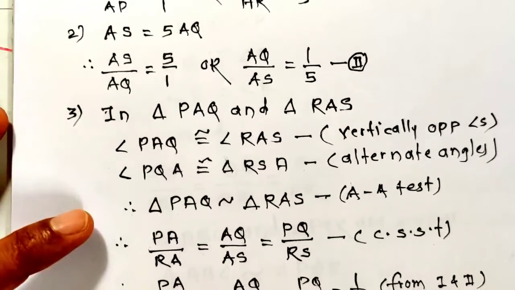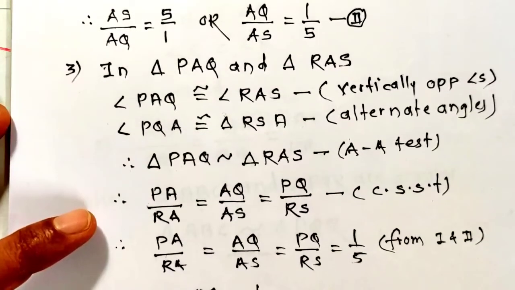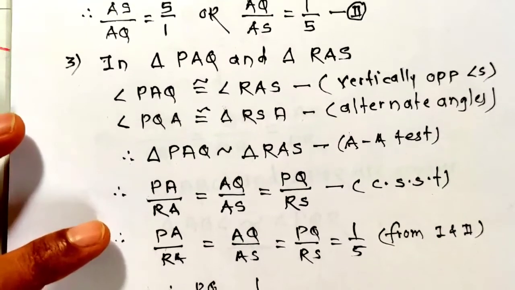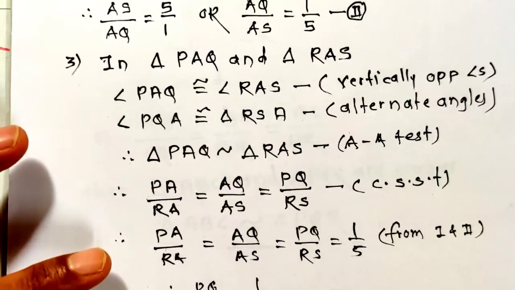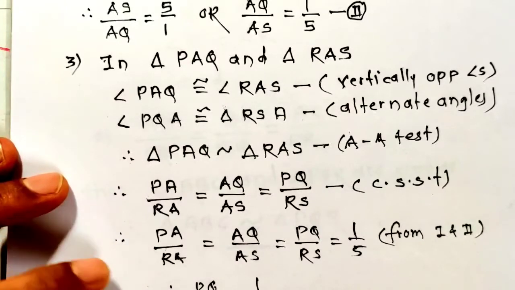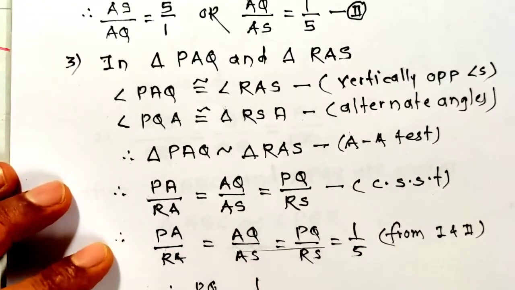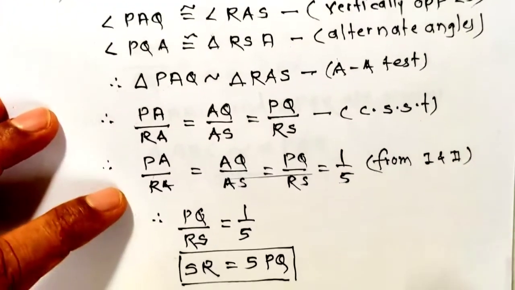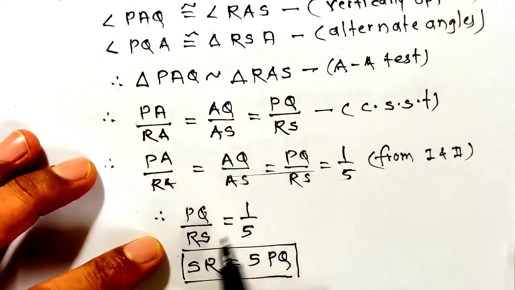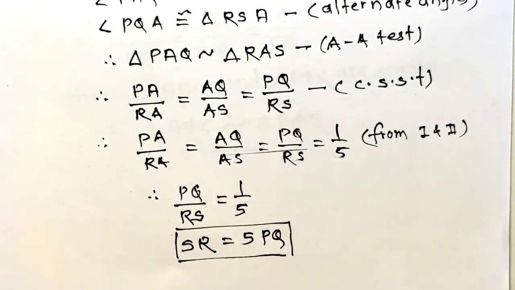Therefore, these two triangles are similar, and therefore their corresponding sides are in proportion, PA by RA, AQ by AS, the value of both the ratios is 1 upon 5 from 1 and 2. Substitute this value. So all these three ratios are equal to 1 upon 5. Now the third ratio PQ by RS is equal to 1 upon 5. Now by cross multiplication we get SR is equal to 5 PQ. So in this way we can show SR is equal to 5 PQ.